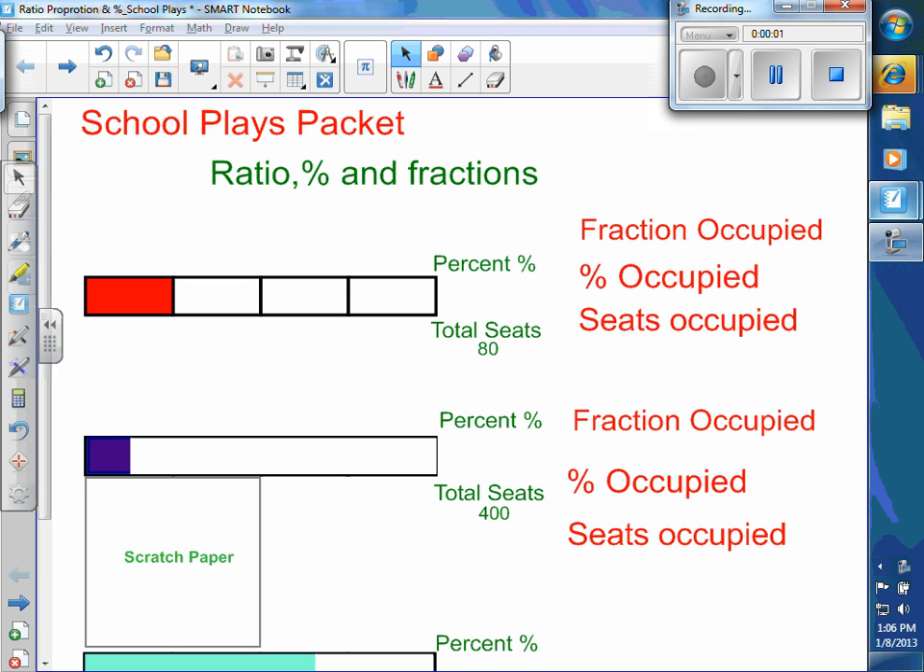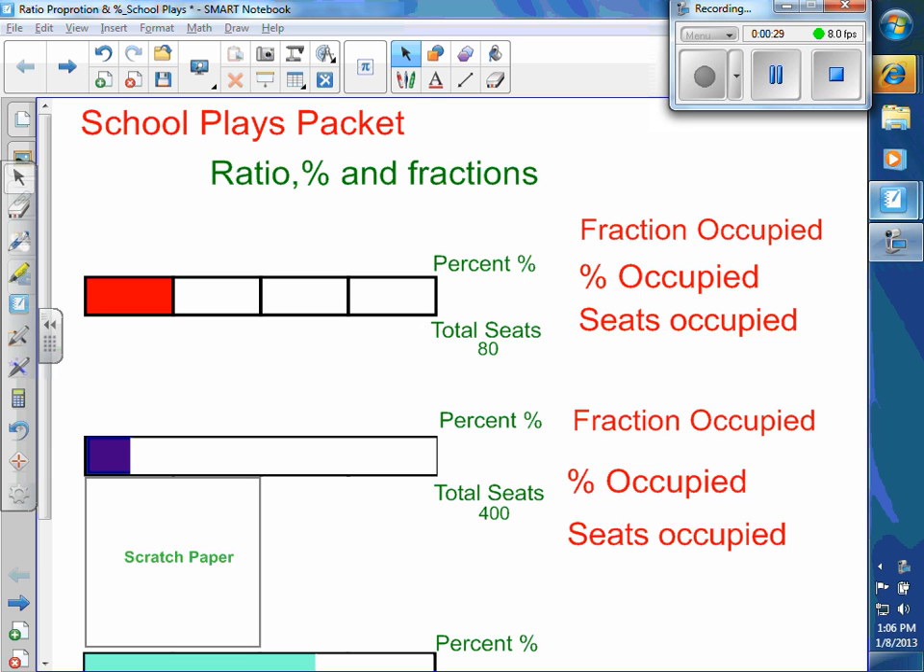The packet is just a few worksheets, and the situation is a school. I'll pass the packet out to you, but I'm just going to give you a little background so we can talk about it before you get the packet. It has some plays, and they do different plays in different parts of town. Some plays have a bigger attendance. They're more popular, or maybe a bigger theater than other plays.